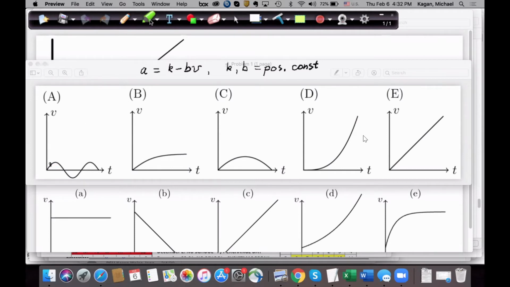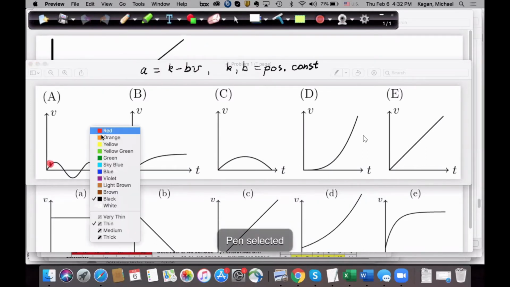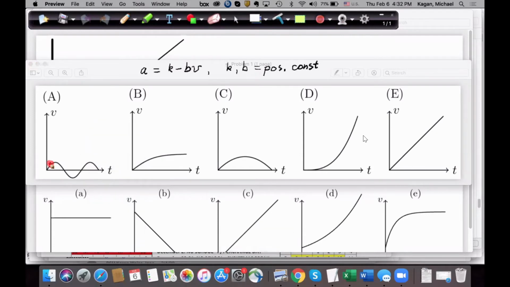a point somewhere here, pick a point somewhere here, and say here, same value of v, right? According to the equation, you should have the same acceleration. And these 2 points may work fine, but if you look at this point, which has the same v and should have the same acceleration, it has a negative acceleration.